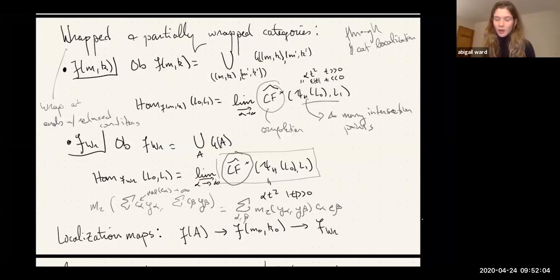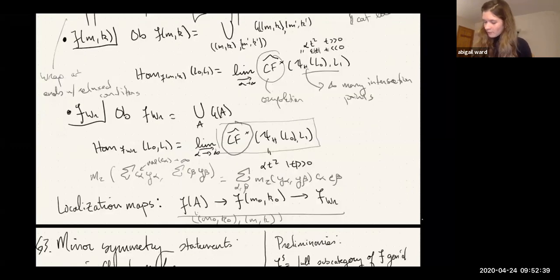This is a lot of the meat of the work. And then the other thing is I have localization maps between these categories. If I have a Lagrangian in the Fukaya category of A, I can think of that Lagrangian as also giving you an object of the partially wrapped category. So A is equal to M_0 K_0, for some MK, it doesn't really matter. Then it localizes to live in this M_0 K_0 partially wrapped category.